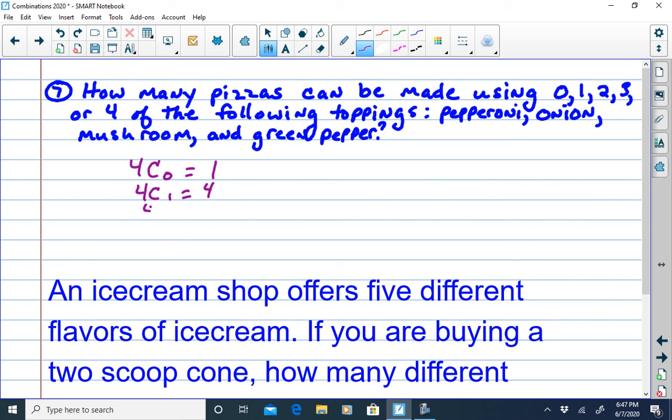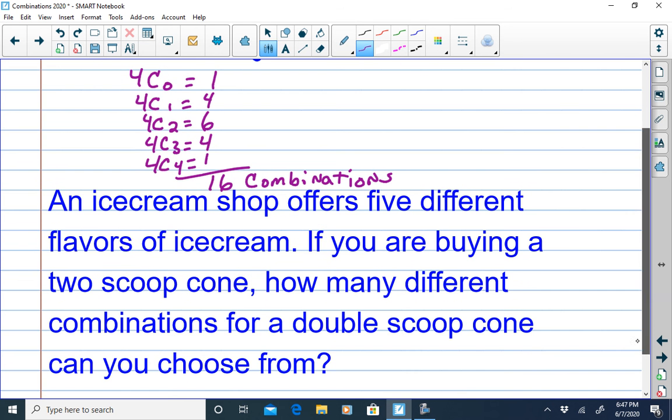Then we have 4C2, right? If we're taking them 2 at a time, 4C2 is going to be equal to 6. Then we have 4C3, which is equal to 4. And then we have 4C4, which is equal to 1. So if we add all of that up, that's 16 different combinations for that situation. All right? Let's look at this next one.